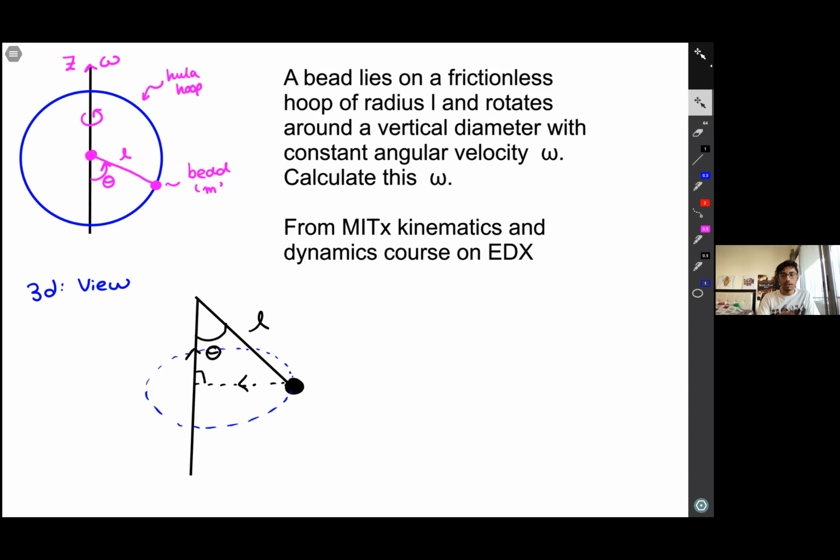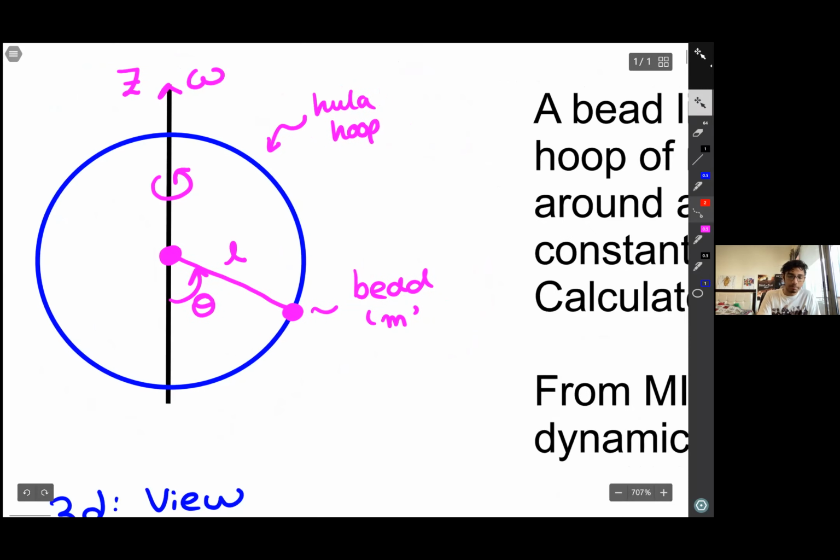Okay, so I've drawn a little diagram here to help represent what's going on. Over here is the bead that we're concerned with. What we want is for this bead to stay in the same position, same X position, same Y position. This is the radius of the hoop, L, and it's at an angle theta to the vertical diameter over here. It is rotating around this vertical diameter with an upwards angular velocity omega, since it's rotating counterclockwise. And this in blue here is the hula hoop, the perfect circle, I know.